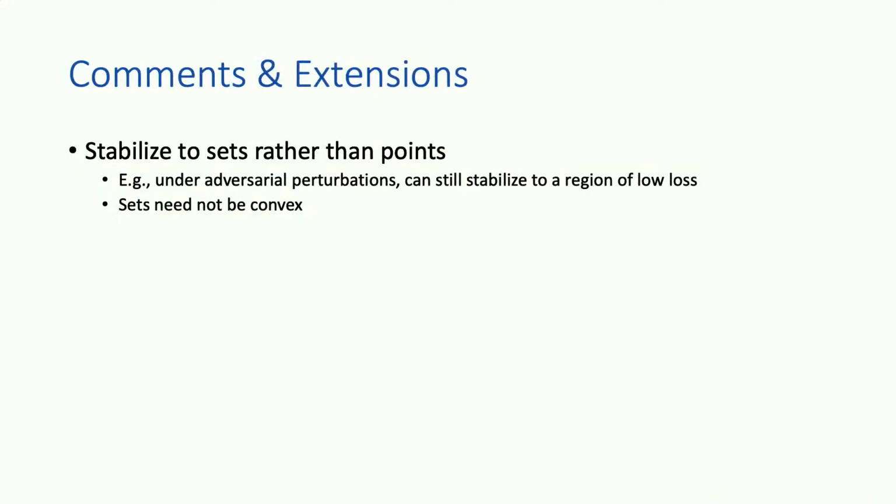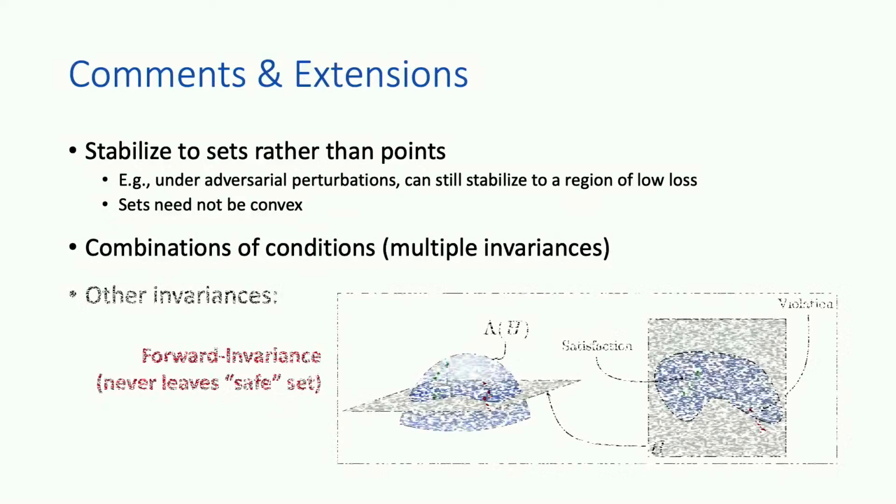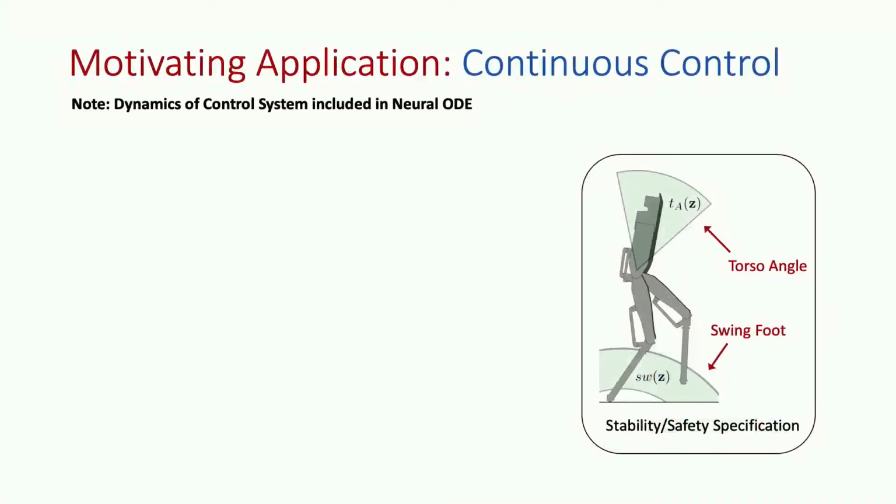A few comments and extensions. You can stabilize sets rather than points. Actually, stabilizing sets is more valuable in practice. You can do combinations of these conditions, like conjunctions of multiple conditions, which is useful for building up real applications. And there are other invariances you can care about rather than contraction. You can do forward invariance, which is implemented using what's known as a control barrier function rather than a control Lyapunov function.